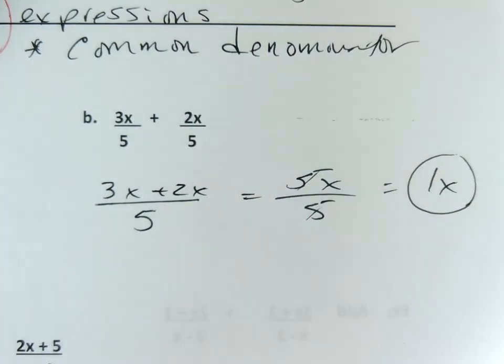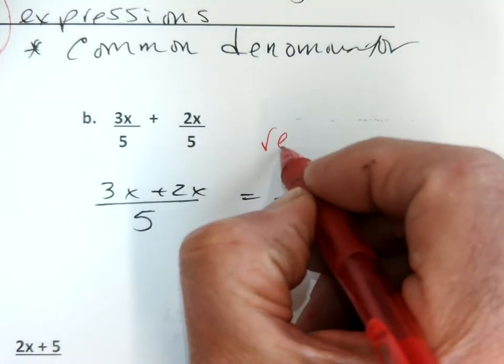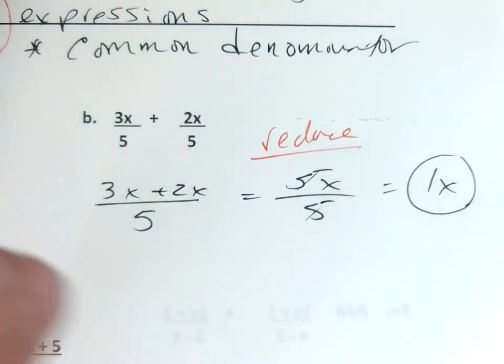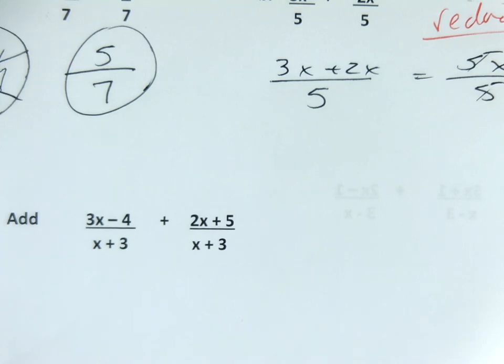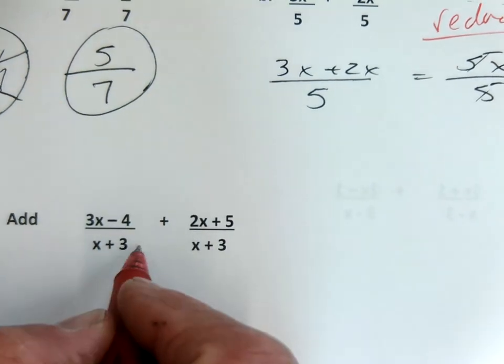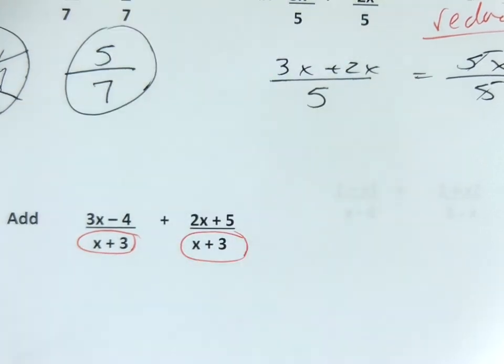Okay, so if you can reduce your fractions, do so. If you can reduce, we'll reduce. Reduce your answer, okay? All right, now example 2 is very similar, except for more x's, right? Does it have a common denominator? Well, of course it does. They both have an x plus 3.